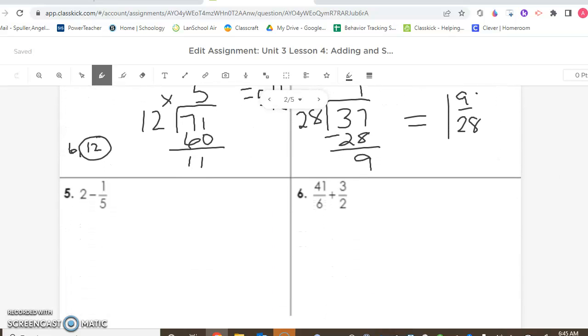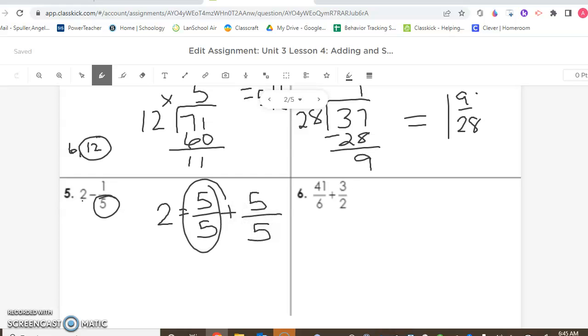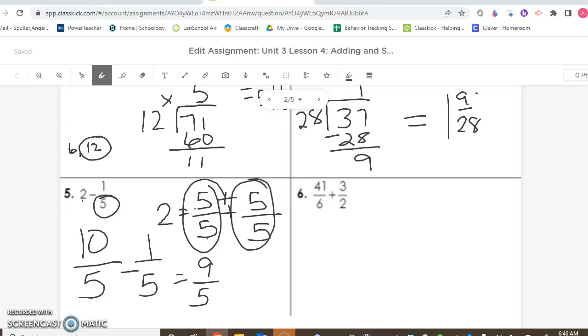Great job. All right, so here we have 2. Okay. 2 is equal to, if we're using 5 as the denominator, 5 over 5 plus 5 over 5, because it's worth 2 wholes. 1 whole, 2 wholes. And all I did was use the denominator. So here I'm going to say I have 5. The denominator doesn't change, but I'm going to add these two. 5 plus 5 is 10. So now I can keep 1/5, and I can say this is equal to 9/5, or 1 4/5.